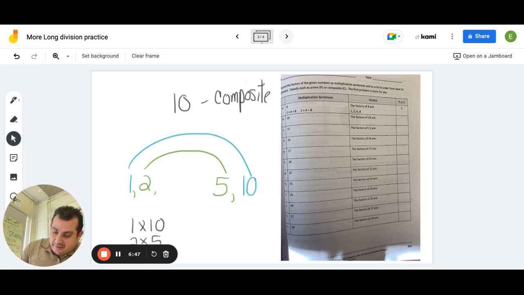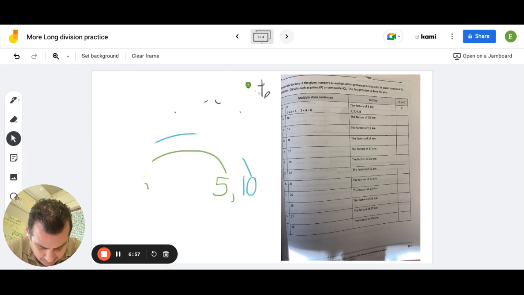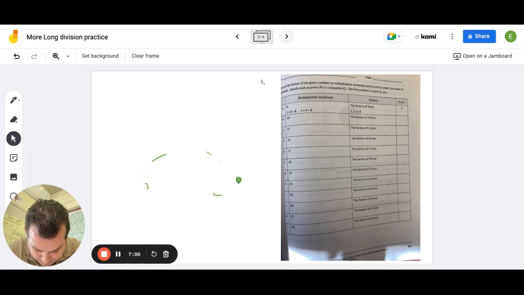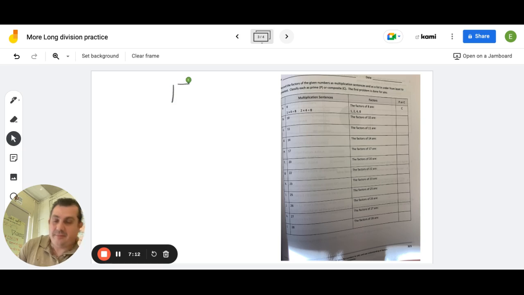Now I'm going to clear this and try another one. All right, I'm not going to do all these problems. I may just do one more. I'm going to go with 17. Okay? So 17.